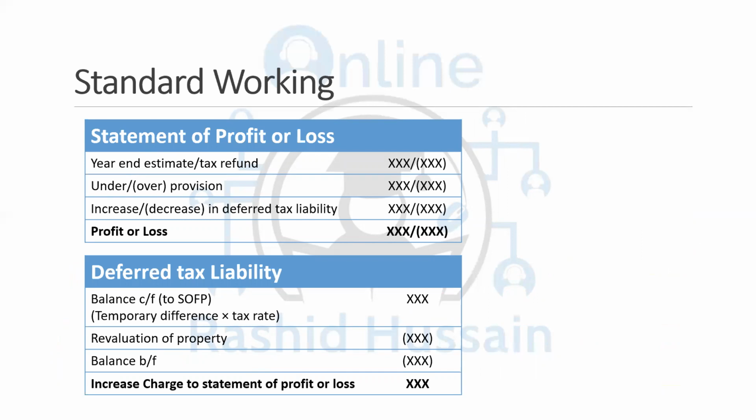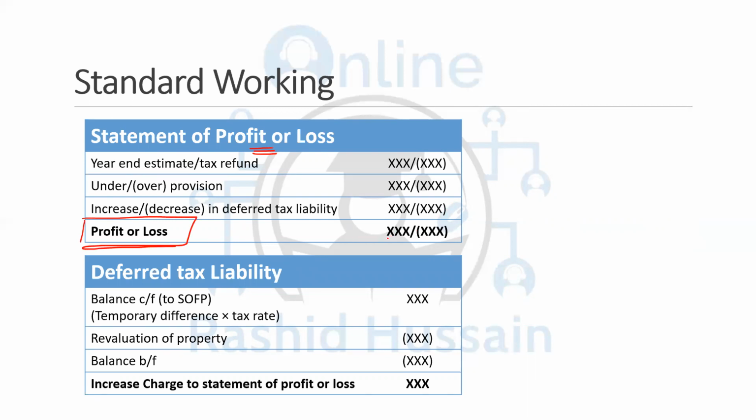And these formats are based on all the concepts which we have studied till now in this IAS-12. The first thing is the extract of the statement of profit or loss. In the statement of profit or loss, we will be having the tax expense.